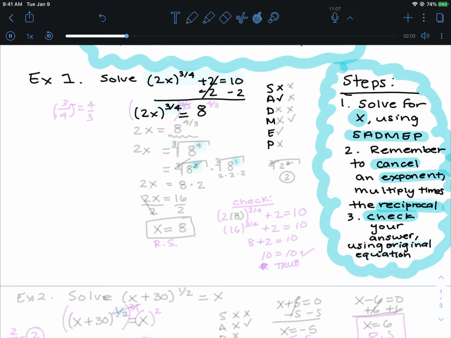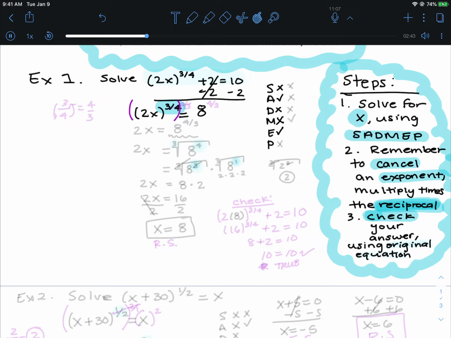Do I have division? No. Multiplication? Yes, but it's inside the parentheses, so I can't do anything with that yet. Exponents? Yes, I do have an exponent right here, an exponent of 3/4. So now what I want to do is get rid of the exponent. I'm going to put some big parentheses right here, and I'm going to get rid of the 3/4. Well, how am I going to do that? I told you over here, by doing the reciprocal. You want to multiply times the reciprocal.